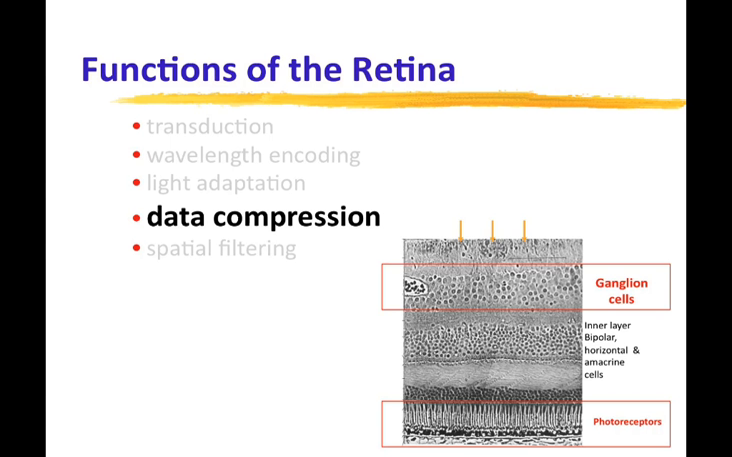What's data compression? Data compression actually involves an interaction between the photoreceptor layer and the layer of the ganglion cells, and it is again partially a design problem. It turns out that there are a lot more photoreceptors in your retina than ganglion cells. It's a reduction of about a factor of 100. So there are on the order of 100 million photoreceptors in your retina, and on the order of 1 million ganglion cells in your retina.